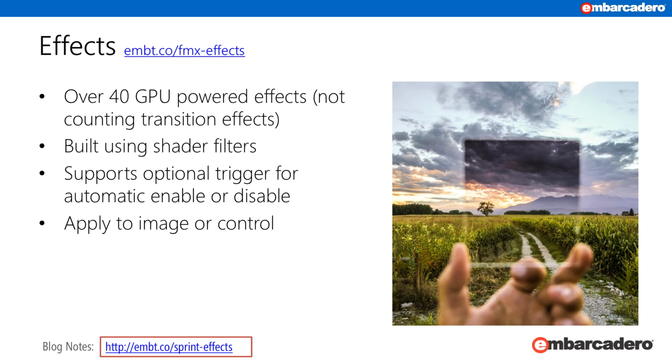Okay, so effects. There are over 40 GPU powered effects available to you, and that's not including the transition effects, which we'll talk about later. They're built using shader filters. This means they take advantage of the GPUs. They use the shader language of the GPU to be very powerful and very fast. The effects have optional triggers that you can use so that they can be applied automatically. That means you can put an effect on a control and then have a trigger for, like, when the mouse is over the control or when the checkbox is checked or whatever, to enable that effect.